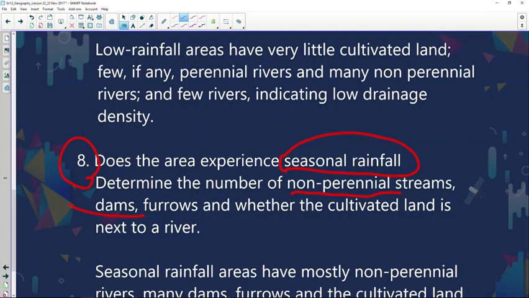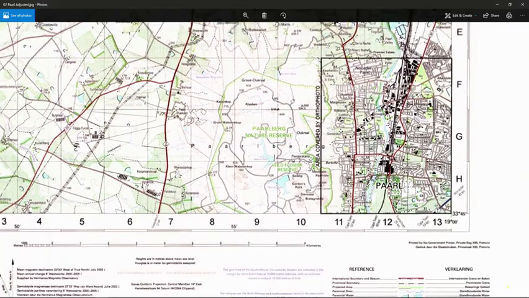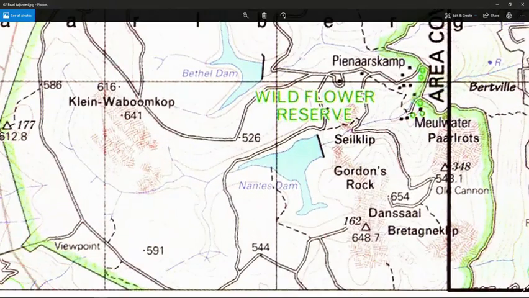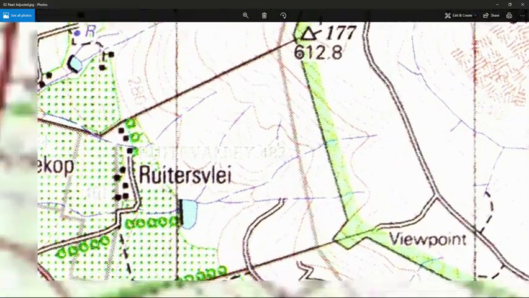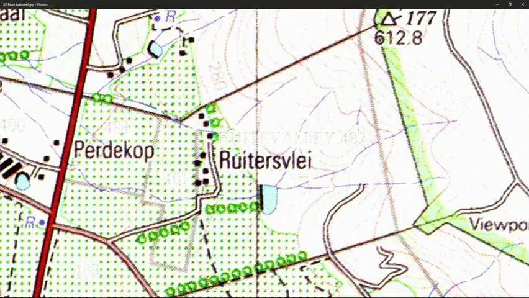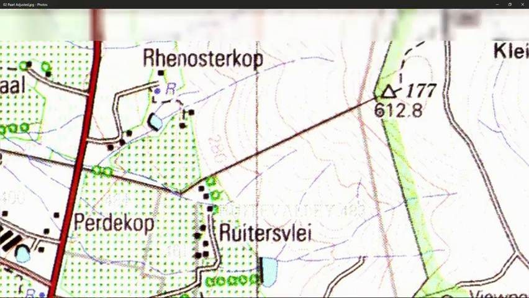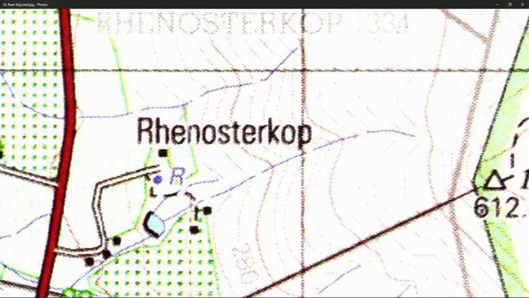Now, you will see there's many non-perennial streams flowing, rivers, but very importantly, the construction of dams and furrows. Now, if you quickly go back, you can see many dams that's been constructed. And next to the dams you will find the cultivated land. Now the purpose of these dams is for irrigation purposes because they only receive rainfall during a certain period, so they needed water to water their crops even further. They do not receive water all the time.